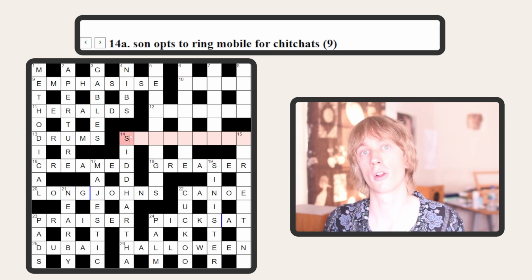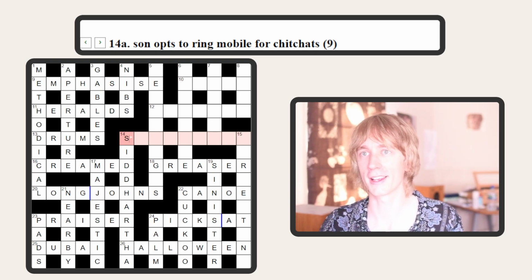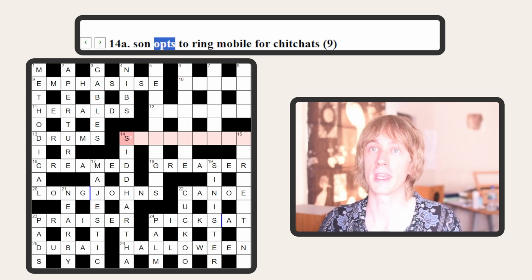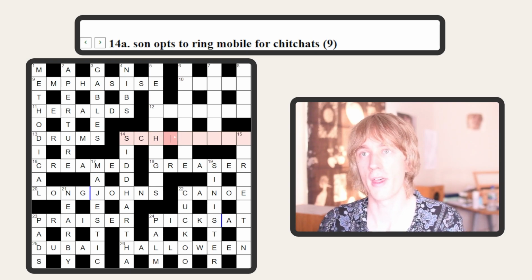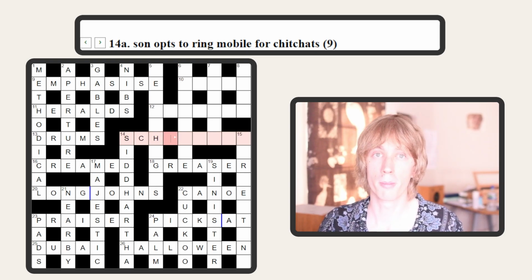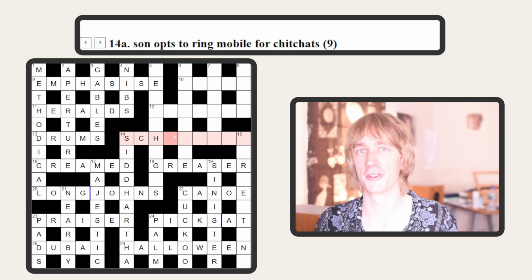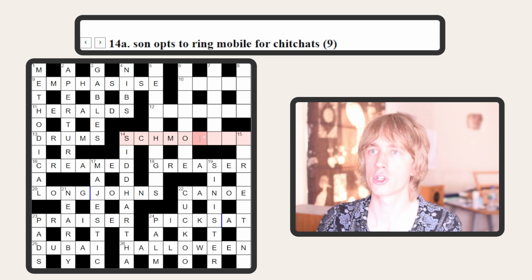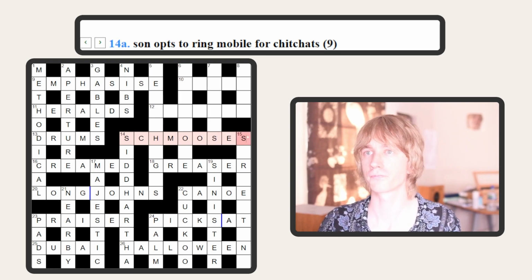That's because in genealogy, if you're tracing a family tree, you write son as S. And so we have son, and then opts could be chooses, right? If you opt to do something, you choose to do it. And that's going to ring mobile, which can be abbreviated to M from business cards or all over the place, really. You see M for mobile. So we get schmoozes, and if you chit chat with someone, you schmooze with them.